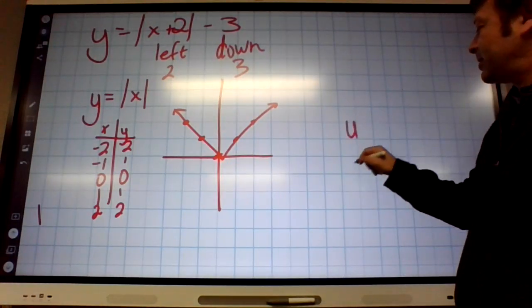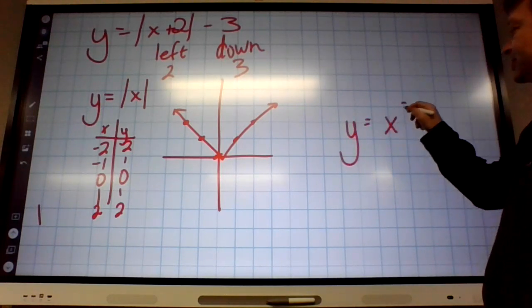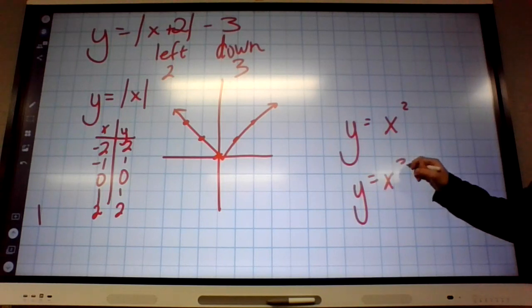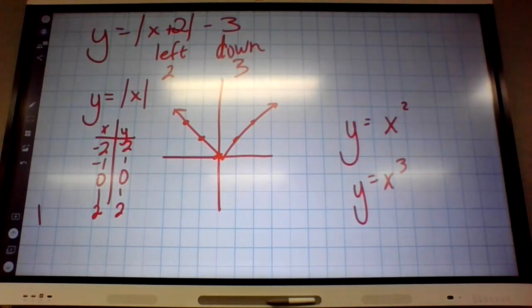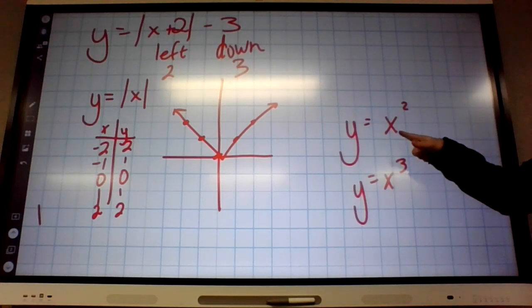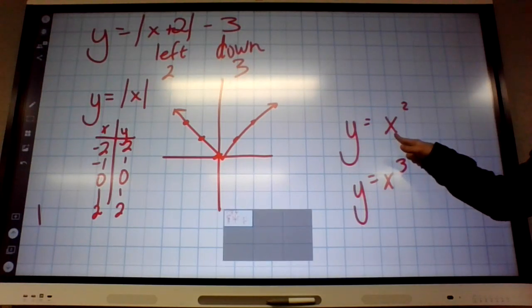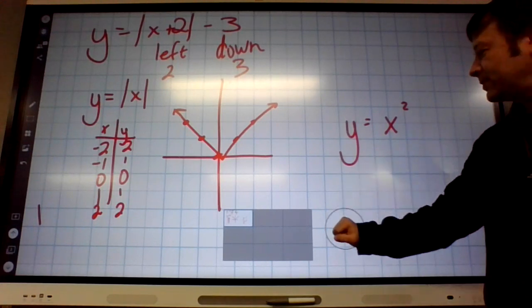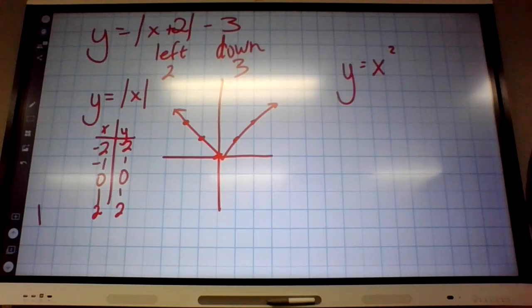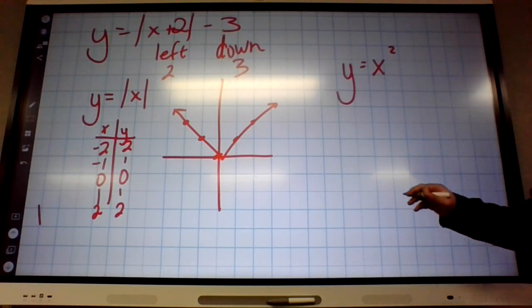What we're going to be talking about today is the graph of y equals x squared and a little bit of y equals x cubed. So doing some exponential stuff here. Have we seen the graph of y equals x squared before? Okay, we did graph a couple of these, the parabola. Yeah, you're right, I remember now.